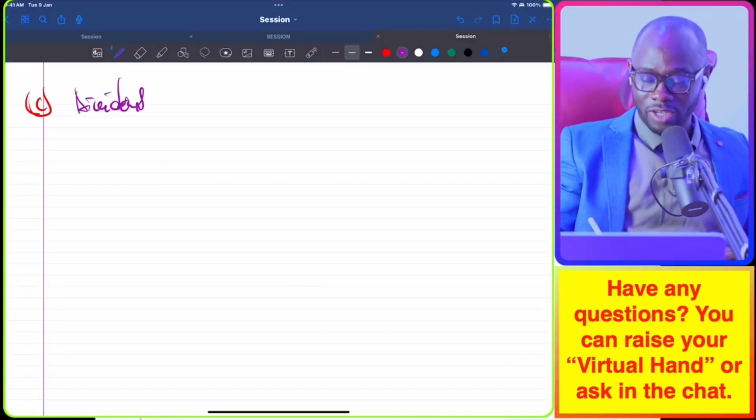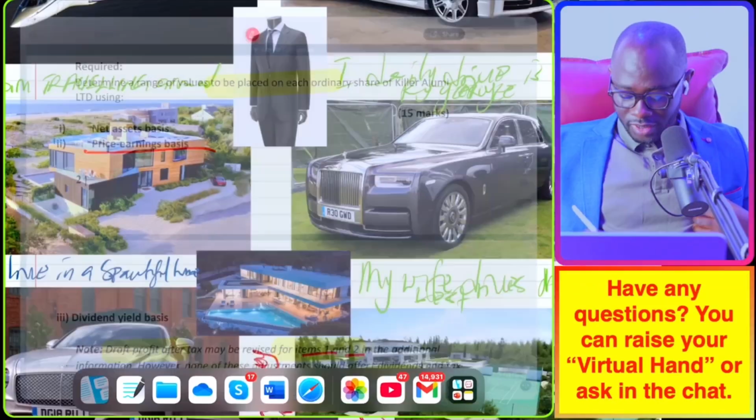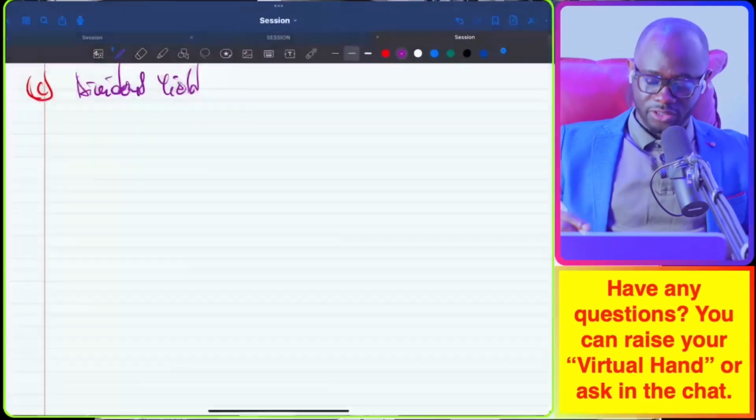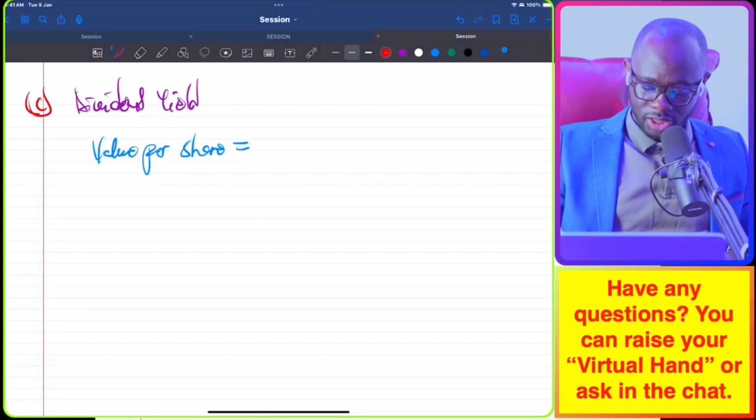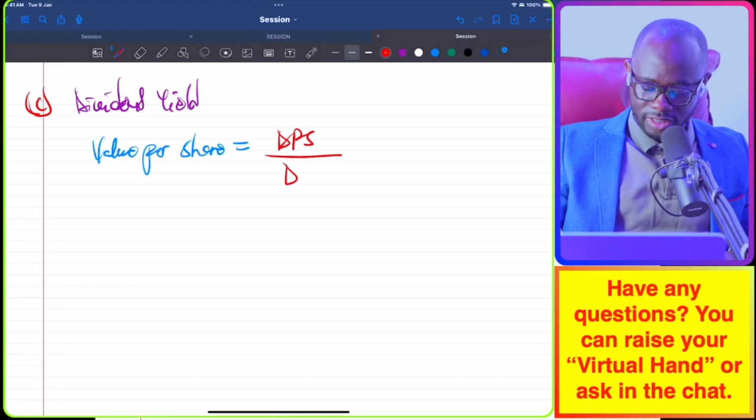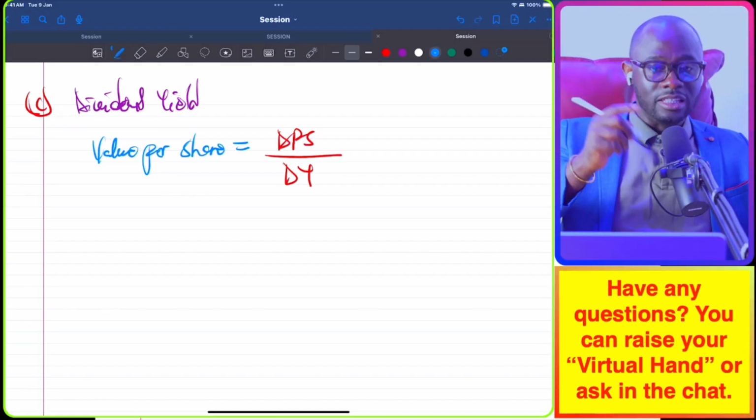So let's get the last one, then we roll out. Dividend yield. What's the formula for dividend yield situation? Value per share equals what? Dividend per share over DY. So we need dividend per share.